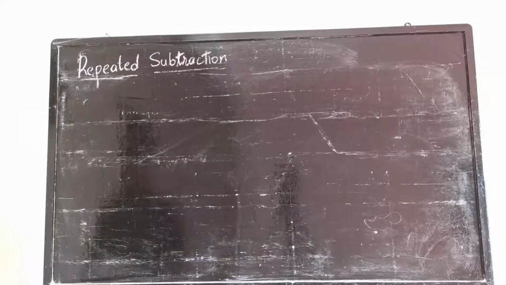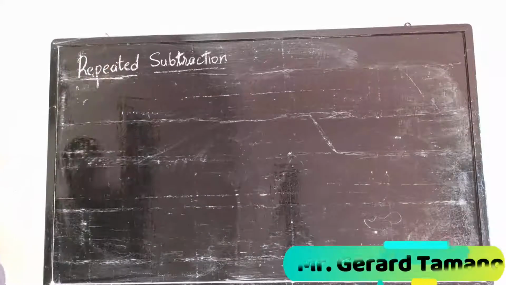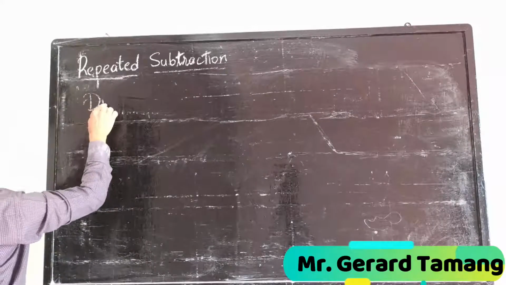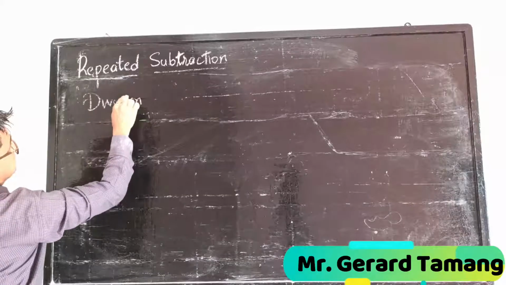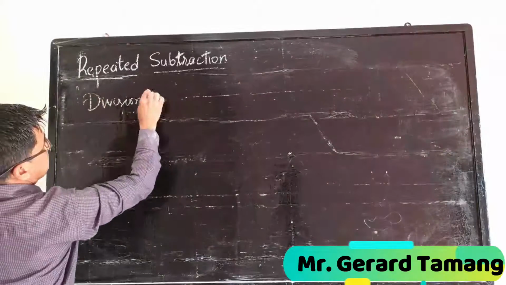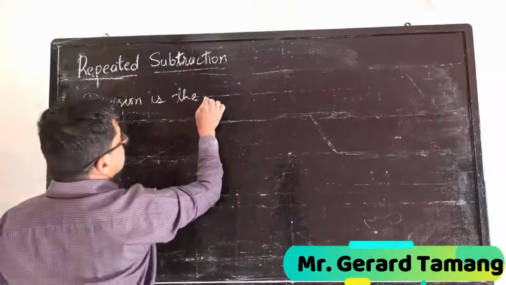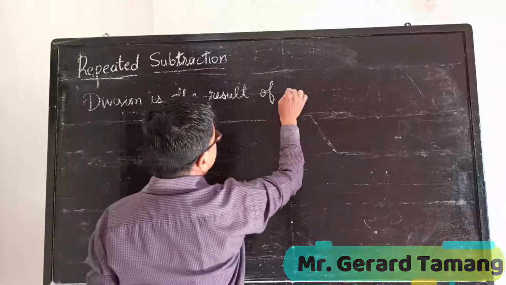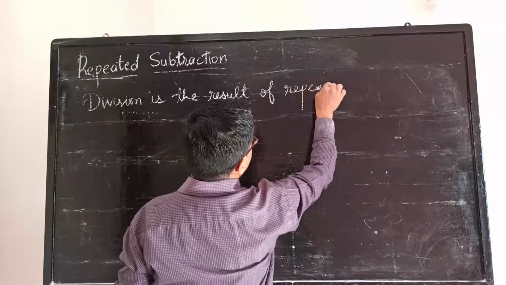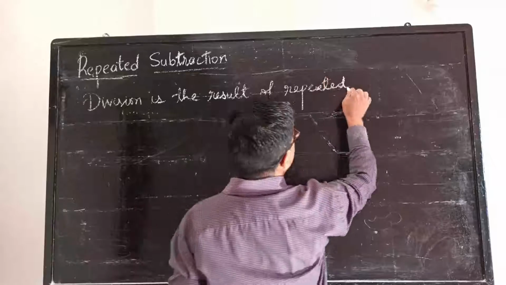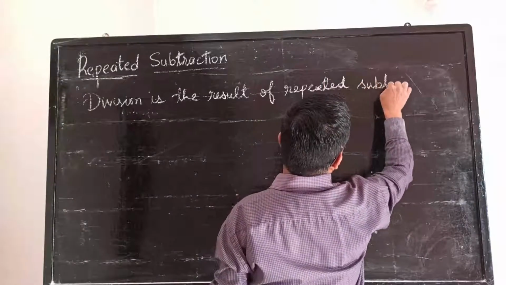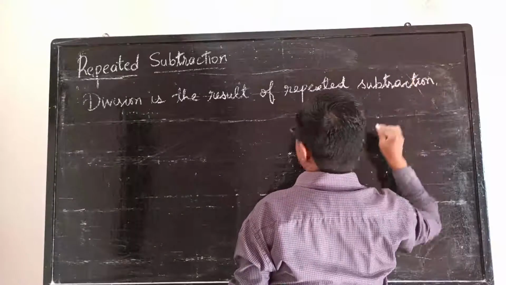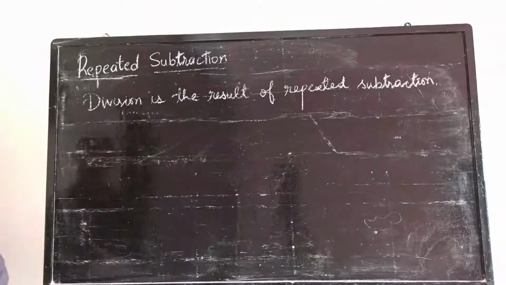Learn about repeated subtraction. Now, division is a result of repeated subtraction.